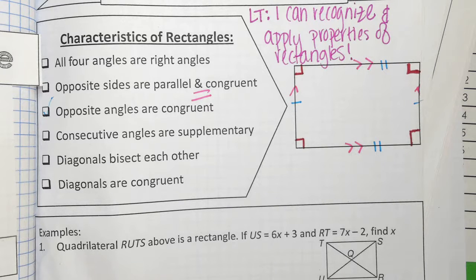Because they're 90 degrees. Okay, 180. They add up to 180. Good, both of you take a point.